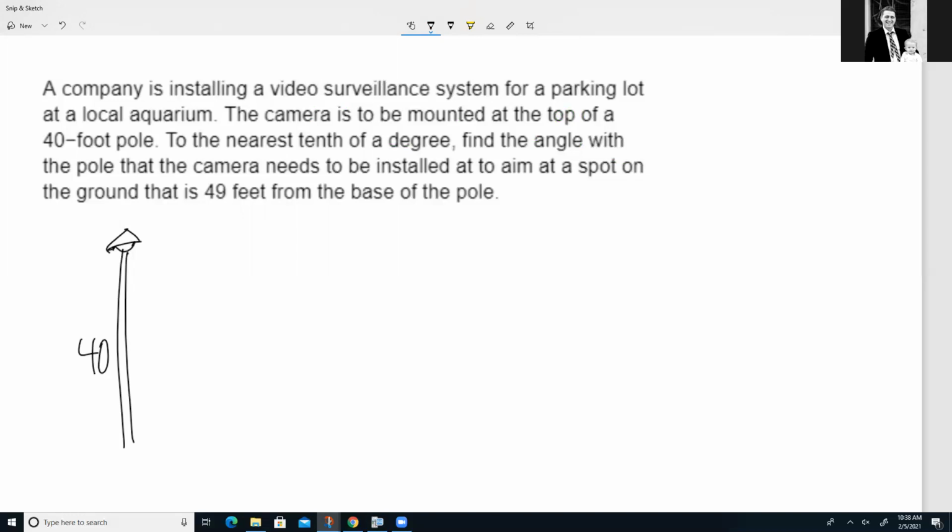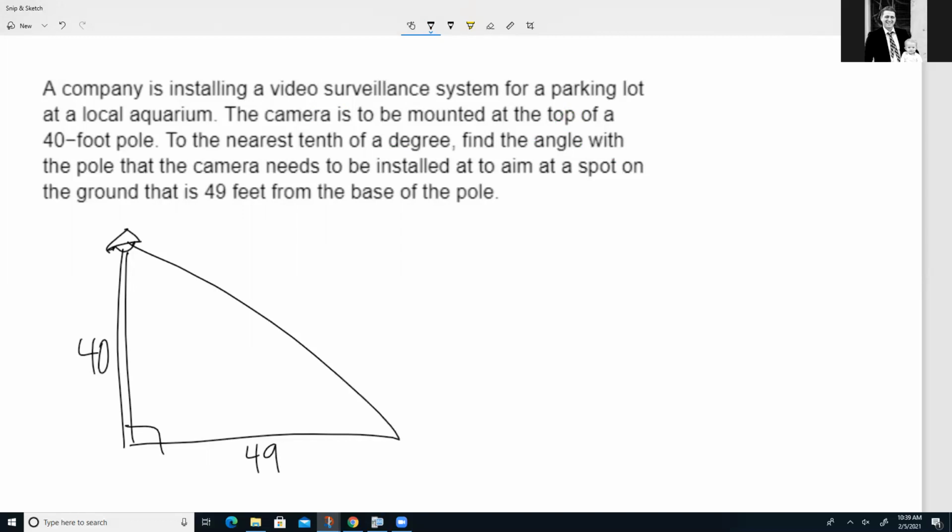To the nearest tenth of a degree, find the angle with the pole that the camera needs to be installed at to aim at a spot on the ground that is 49 feet from the base of the pole. So we know we're measuring from the base of the pole, so that's 49 feet, and the camera's got to point at that.